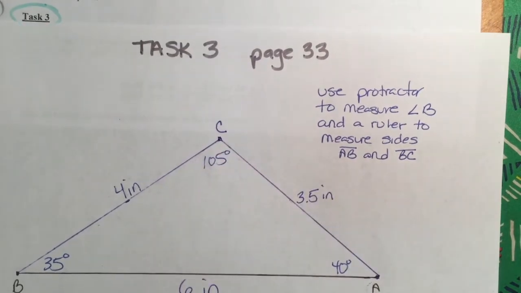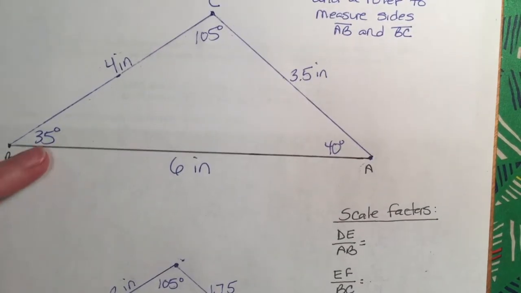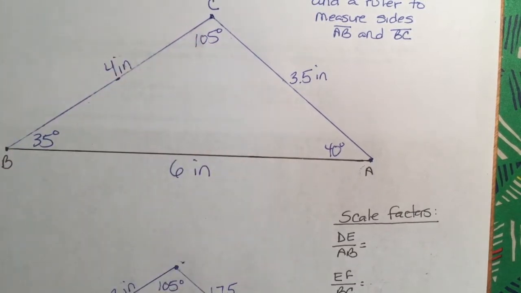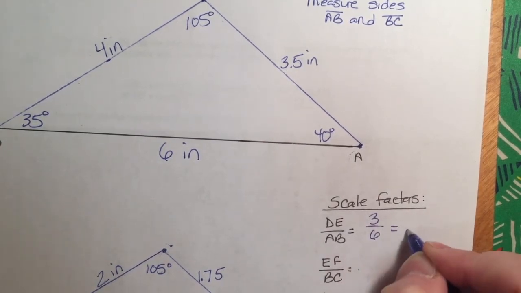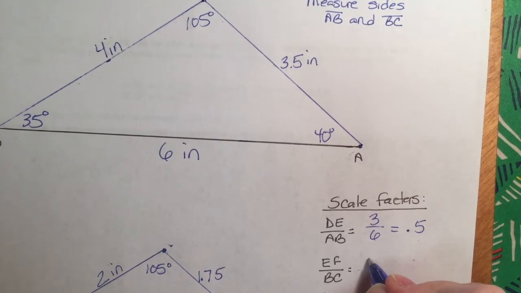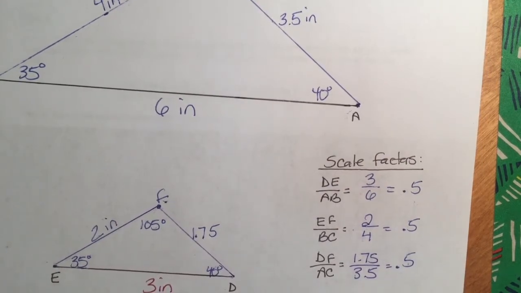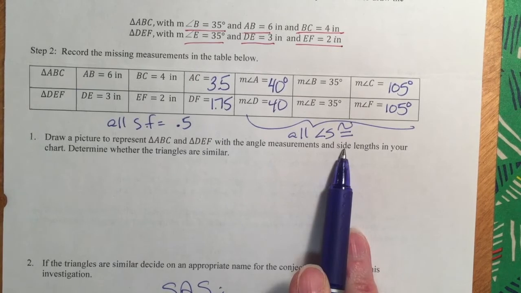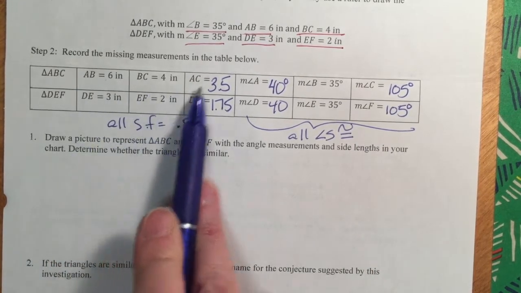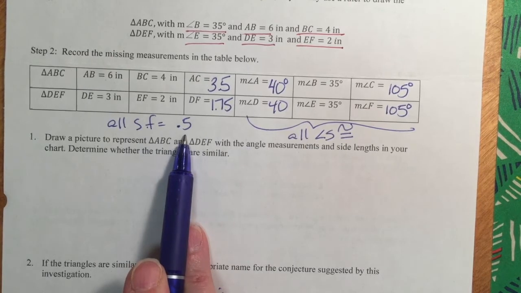So once again, we know these are similar triangles. All three sets of angles are congruent. All three scale factors are 1/2 or 0.5, right? 3 compared to 6 is 0.5. EF, that's F up there, is 2 compared to 4, which is 0.5. And the last one is 1.75 compared to 3.5, which is also 0.5. Okay? Here's all your numbers filled in on your table. All your angles are congruent. All your sides have the same scale factor of 0.5.